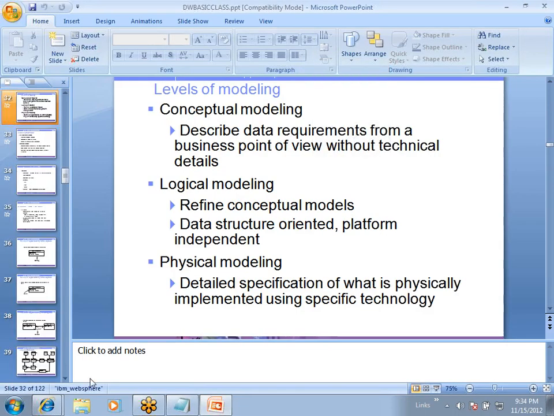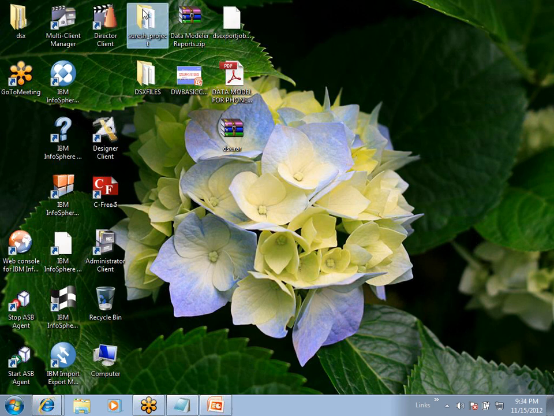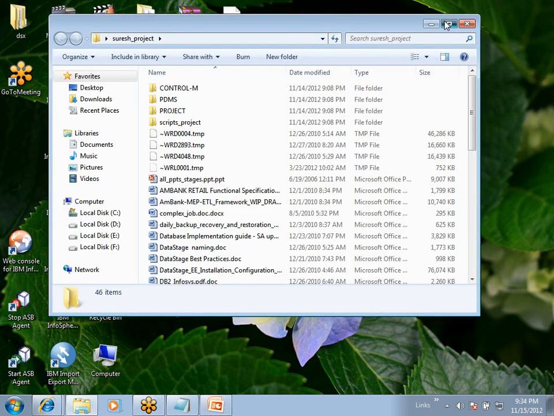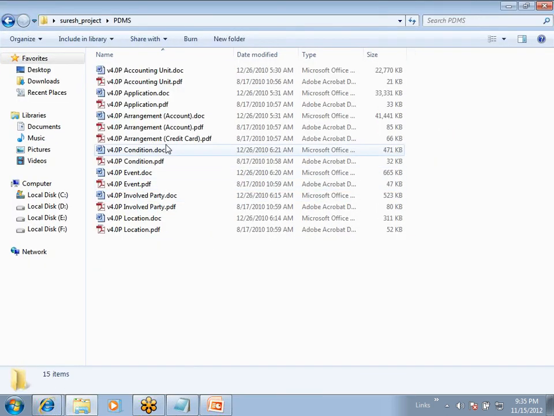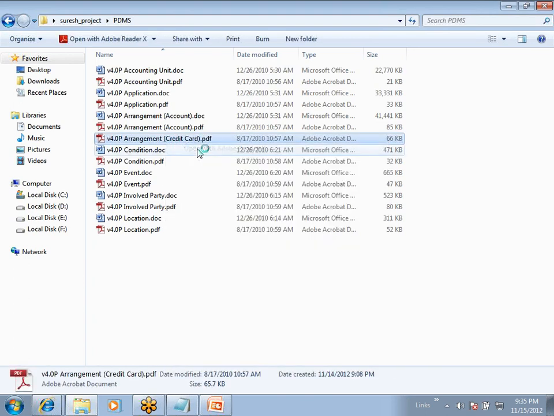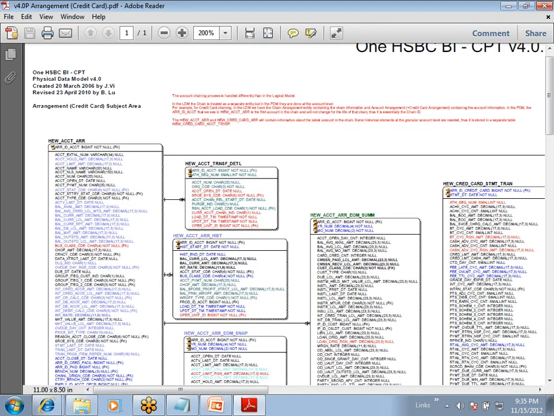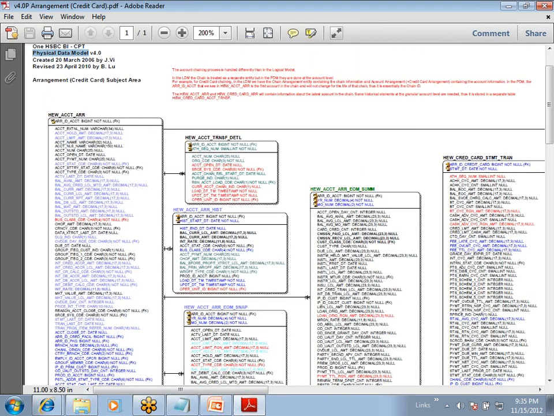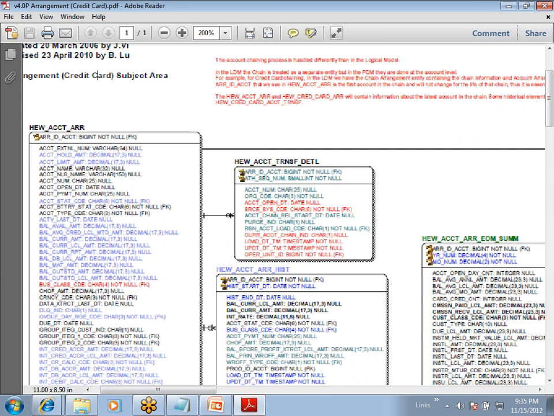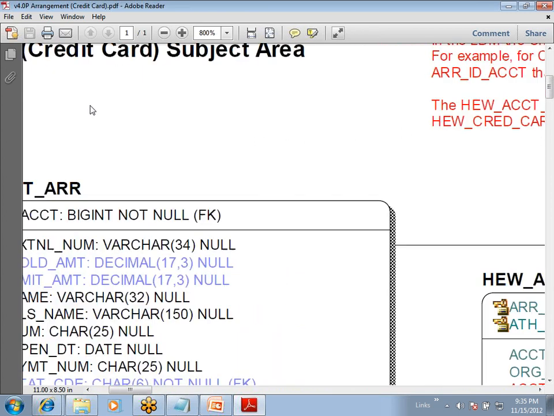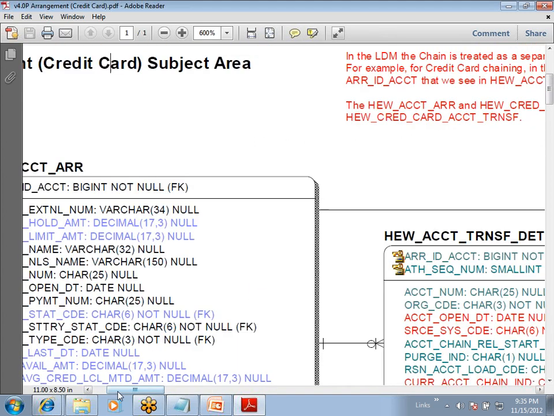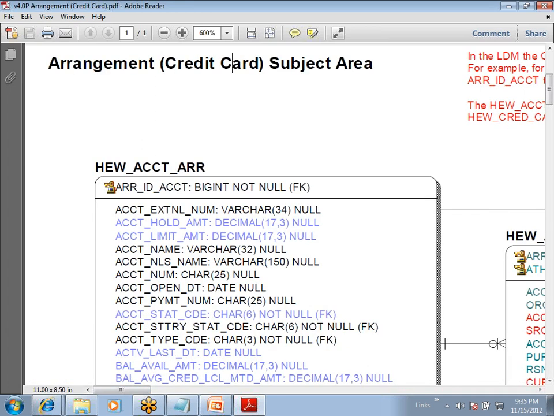Just let me show you the documents I am showing you every day. These are the documents they create after finalizing the physical data modeling. Once the physical data modeling is finalized, they prepare this kind of document and share it with us. See, these are physical data modeling documents. Once we know all the dimension tables and fact tables information, they create this kind of structure.